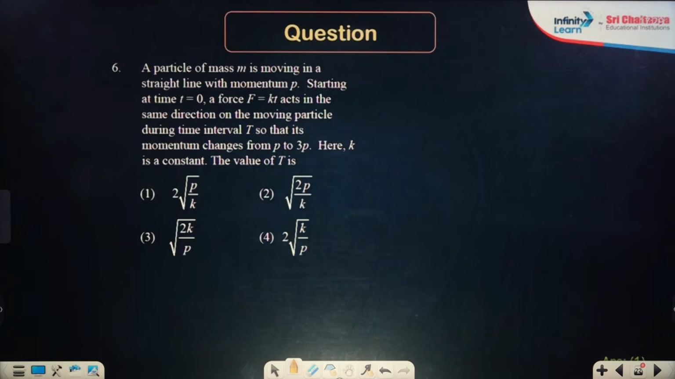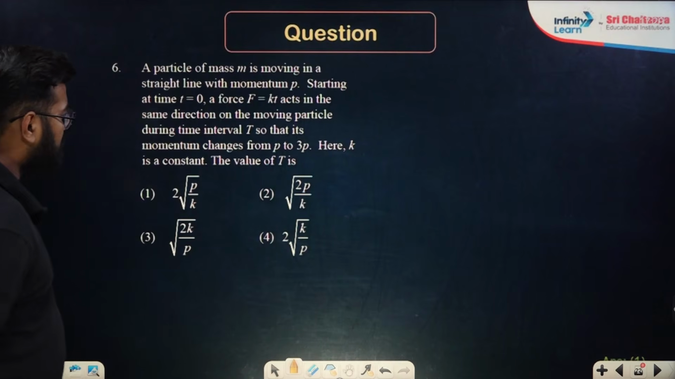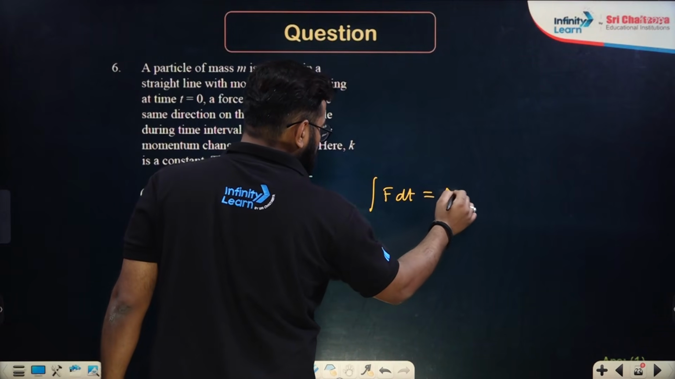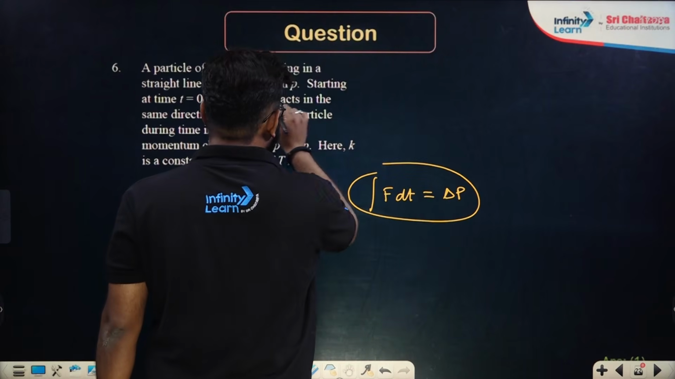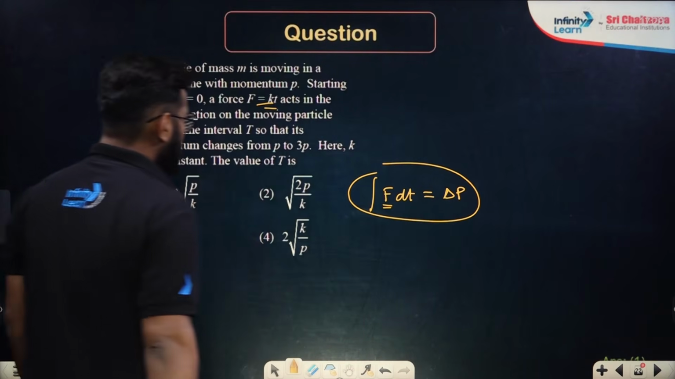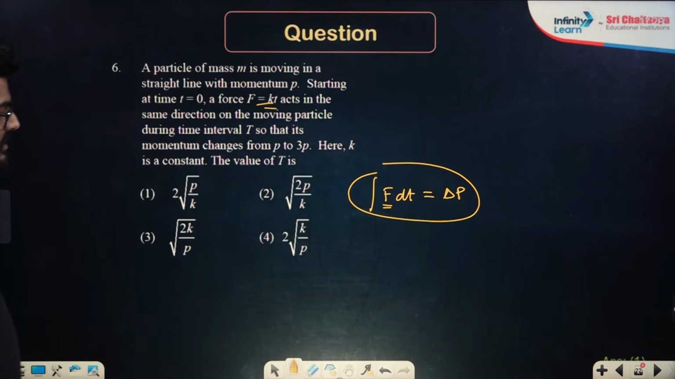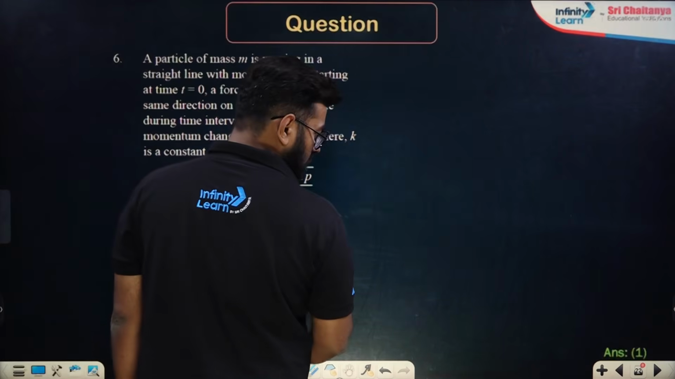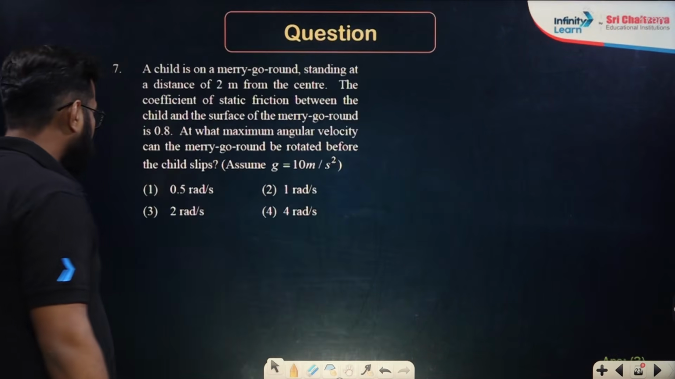A particle of mass m is moving in a straight line with momentum p starting at t equals to 0. Force kt acts in the same direction on the moving particle during time interval capital T, so that momentum changes from p to 3p. K is constant. You will have to use the formula integral of f dt is equal to the change in momentum, right? So f is already given. Integrate over here. Delta p is 3p minus p. You will get the answer. The correct answer over here is going to be option number 1. If I'm not wrong, yes, option number 1 is the right answer.